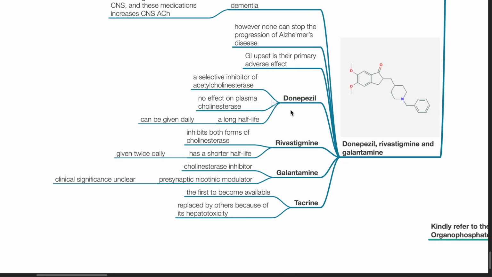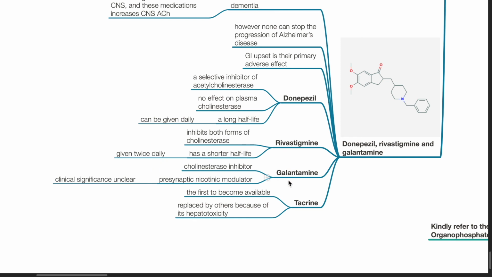Donepezil is a selective inhibitor of acetylcholinesterase. It has no effect on plasma cholinesterase. It has a long half-life and can be given daily. Rivastigmine inhibits both forms of cholinesterase. It has a shorter half-life, thus it is given twice daily.